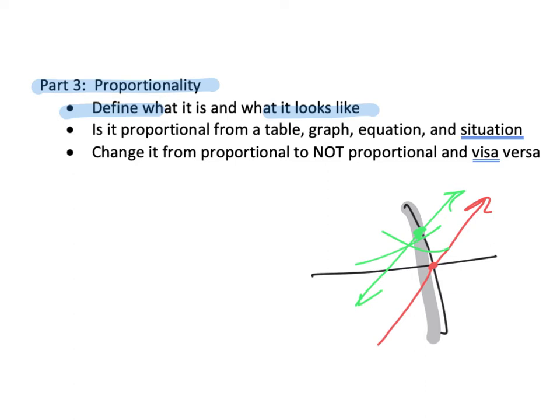You're also going to have to be able to tell if it's proportional from a table, a graph, an equation, and a situation. And as long as you know that it's got to be a straight line, linear equation with a y-intercept of 0 or at the origin, you should be able to do that. You should also be able to change it. If it is proportional, you should be able to change it to not being proportional. And if it's not proportional, you should be able to change it to a proportional equation. So you should be able to go back and forth. And again, the main thing is looking at that y-intercept.